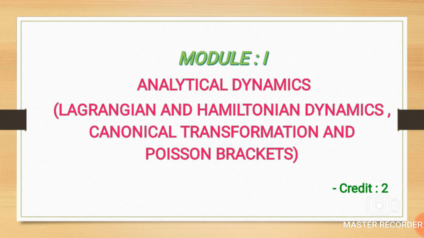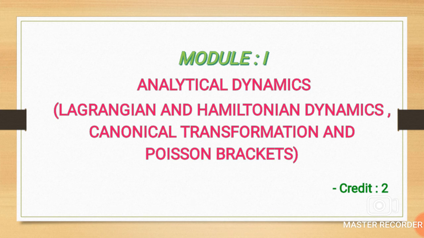The first module is analytical dynamics, and for the first module there are 2 credits, for the second module there is 1 credit, and for the third module also 1 credit. So the total is 4 credits for our course, classical mechanics. Now let's start with the first chapter, analytical dynamics.